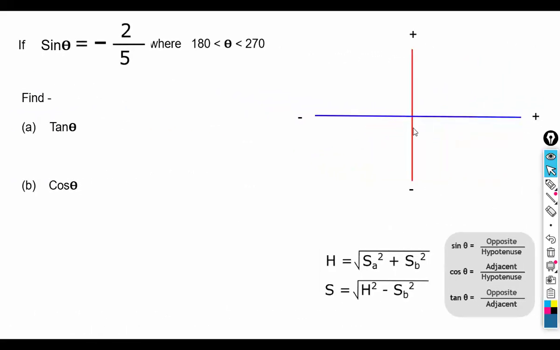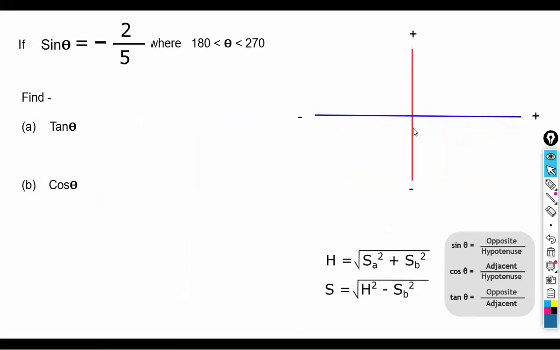All right, so take down this question here, right? The examiner told you sine theta is minus 2/5. You notice which region are they talking about? Which quadrant? First, second, third, or fourth? Which quadrant are they talking about?